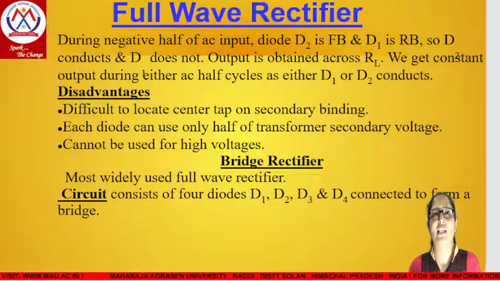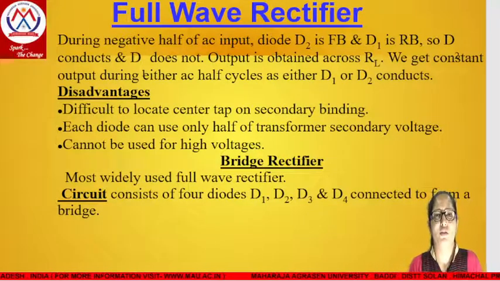But the disadvantage of this center tap full wave rectifier is that it is difficult to locate the center tap. Since we are taking the output across the center tap, it is very difficult to locate it, and it is sometimes difficult to obtain this type of center tap rectifier. Each diode can use only half of the rectifier voltage. So we cannot use it for high voltages, and our power supply is getting wasted because we are only able to utilize half of the power. So to avoid this disadvantage, we next study the bridge rectifier.